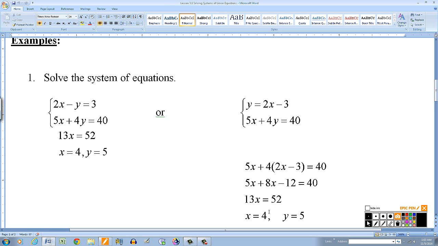And then put a 4 over here in the first equation. 2 times 4 is 8, minus 3 is equal to 5. I get the same answer. So you have x equal to 4, y is equal to 5. So if I were to graph these two equations, they would intersect in the rectangular coordinate system at the point 4, 5.